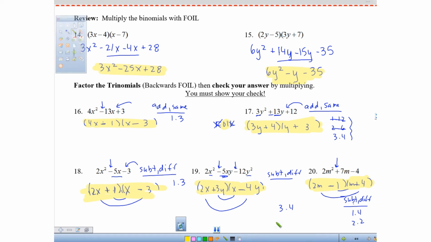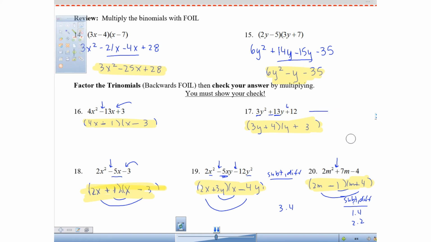You know, one thing I want to say is all of this stuff that we're writing, subtract, difference, 1 and 3, all that, that's not necessary. If you can look at this thing and factor it, then that's awesome. Go for it. This is just like a technique to help you do it. Okay? Okay, that is it.